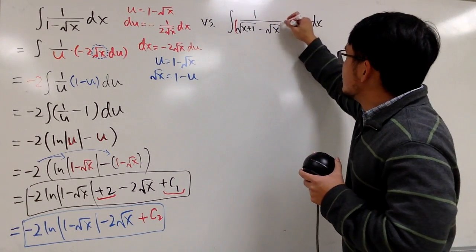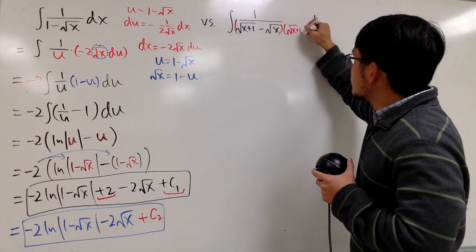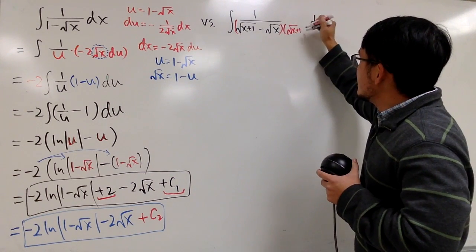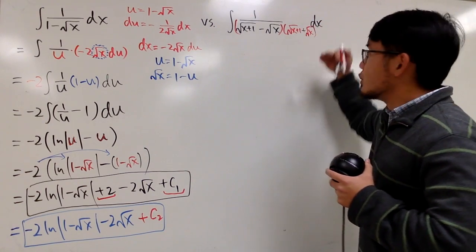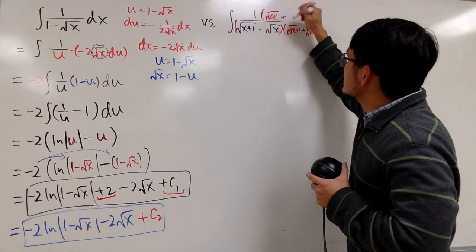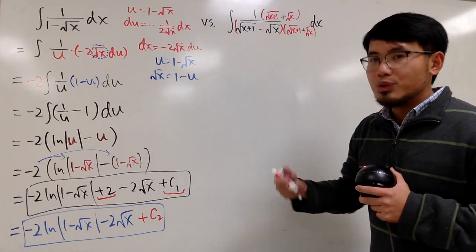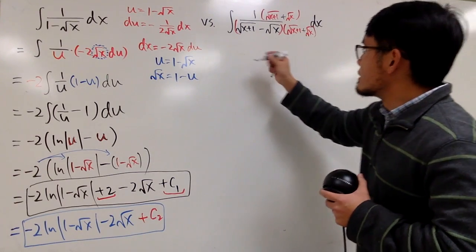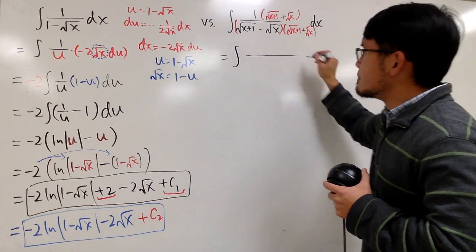So let me do that. Multiply this by the conjugate, which is square root of x plus 1, and the middle is plus square root of x, just like that. Do the same on the top, square root of x plus 1, and then plus square root of x. So do this first before I do anything else. Now, let's see. On the top, it's just that, but on the bottom, check this out.